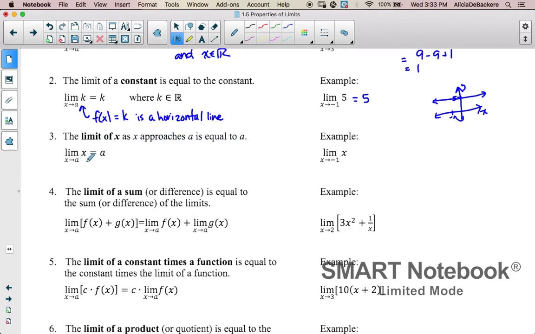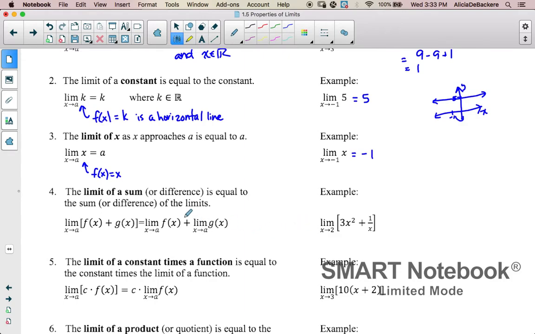So now what we're looking at is the function f at x equals x. Again, this is just a special case of number 1 as well. This is just a diagonal line, y equals x. And so this makes sense as well: when x approaches -1, to find the y value, I can just plug -1 into the function. In this case, it's a special case, right? Because there's no calculations to do at all.